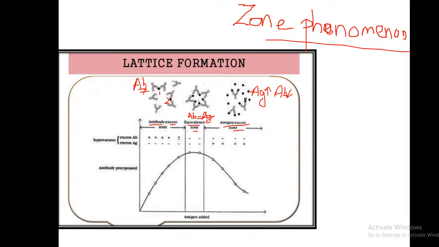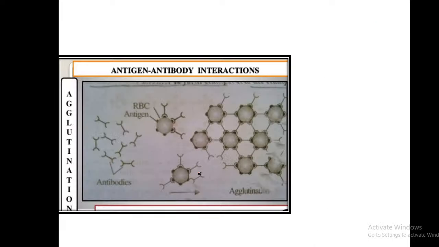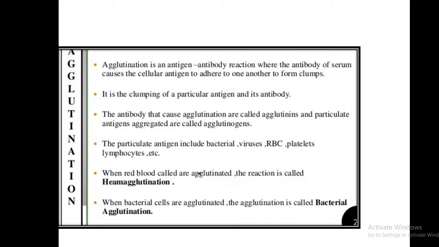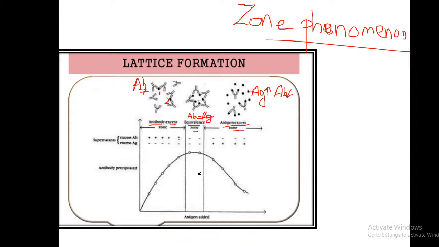Now let's see what are the forces which are interacting in this lattice formation. അതായത് ഒരു ആന്റിജനും ആന്റിബോഡിയും തമ്മിൽ interact ചെയ്യുന്നത് through which all bonds. They interact through electrostatic force, hydrogen bonding, hydrophobic bonding and van der Waals forces. Electrostatic, hydrogen bonding, hydrophobic bonding and van der Waals forces.